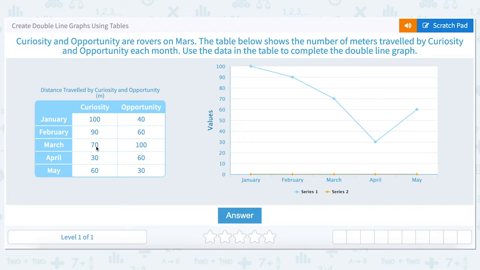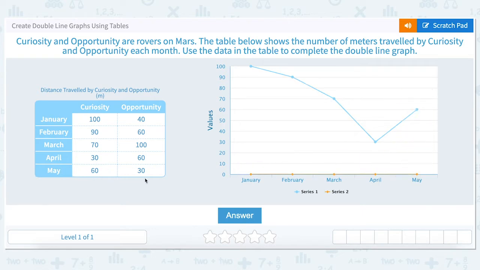In March, Curiosity traveled 70 meters. If we hover over that data point for March, we see 70 meters. For April, Curiosity traveled 30 meters. That is also correct. And lastly, for May, we see Curiosity traveled 60.